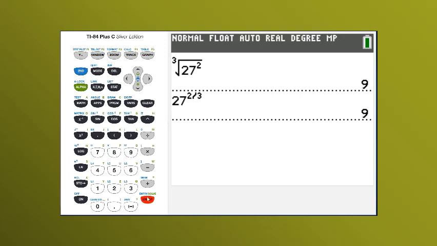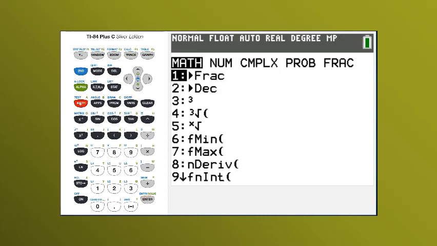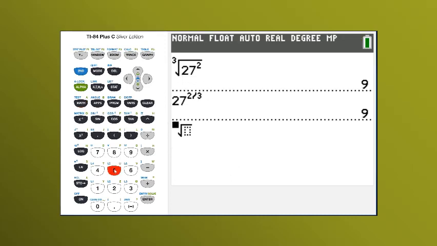Now, how about 256 raised to the power of 5 over 4? Well, let's do it as a radical first. I'm going to hit math, and I'm going to choose option 5 this time, and I'm saying I want to take the fourth root of 256 caret 5, raised to the fifth power. And let's hit enter and see what we got. 1024.